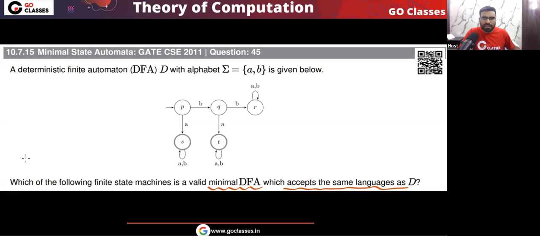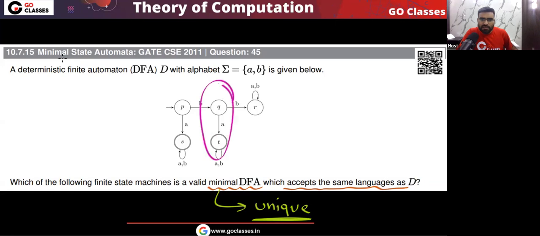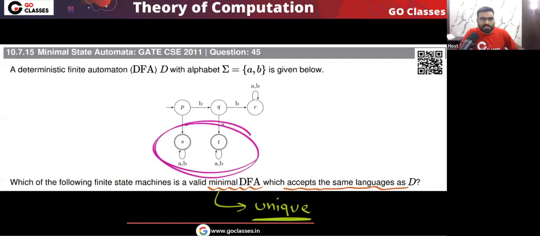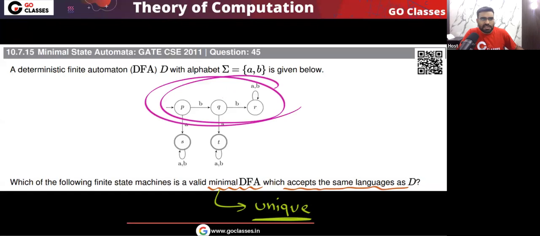That is minimization. Let's minimize, because minimal DFA is unique. You already know that the minimal DFA is unique for any regular language. So what you can do, you can simply minimize this and then check the options. For the minimization, tell me which states you will check. Will you check the equivalence of states Q comma T? No, because this is non-final, this is final, and I told you that final and non-final states are never equivalent. So we will check whether these states are equivalent or not.